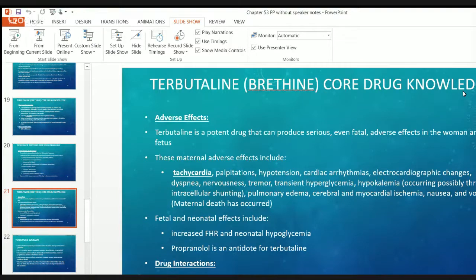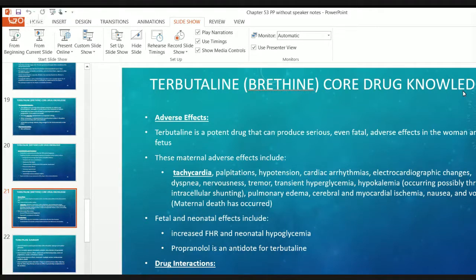When we look at some of these maternal adverse effects, you see I have underlined here tachycardia. It's actually one of the most common ones. They can also have palpitations, hypertension, cardiac arrhythmias, electrocardiographic changes, dyspnea, nervousness, tremor, and you see the list kind of goes on. Also, of course, typically heart and lungs go together. So then pulmonary edema, cerebral and myocardial ischemia, nausea and vomiting, and maternal death, unfortunately, has also occurred. Then on the baby side, fetal and neonatal effects: increased fetal heart rate and neonatal hypoglycemia. And for this, there is an antidote, and that's going to be propranolol. And actually, that's explained a little bit more just below in the drug interaction.